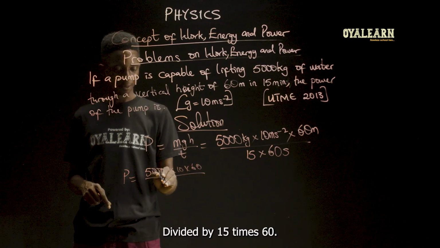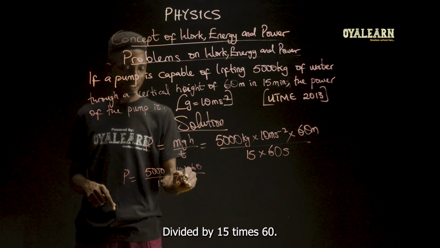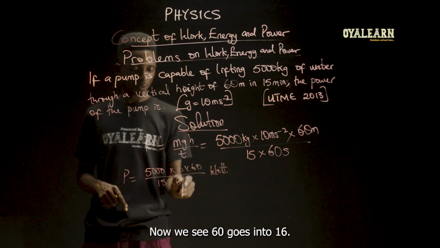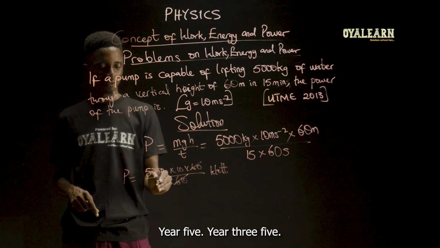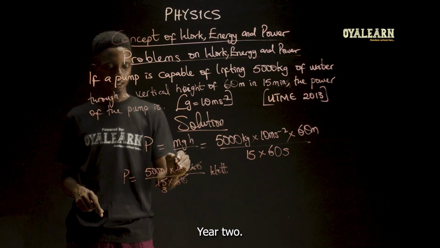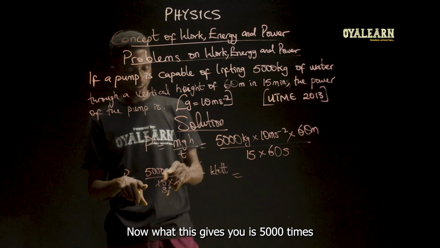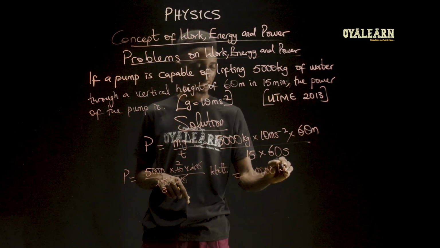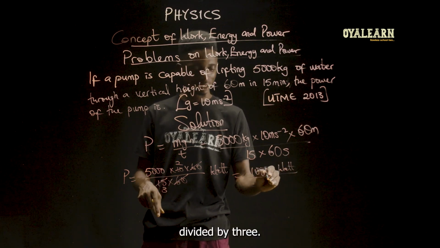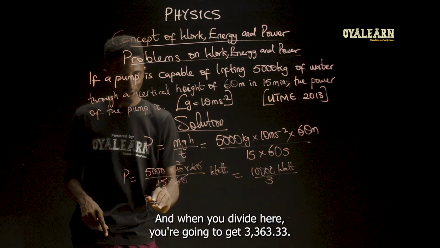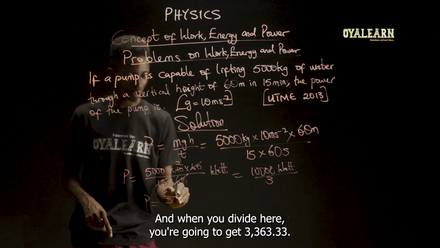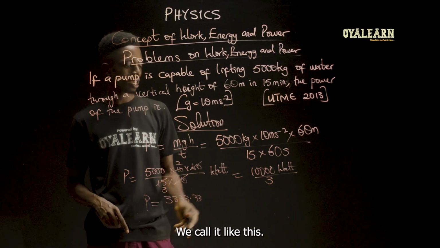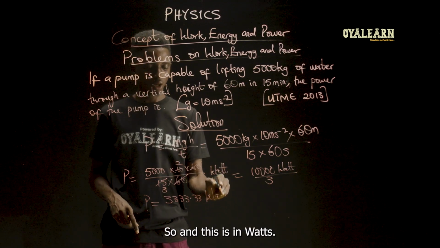All divided by 15 times 60. All of this in watts. Okay? Now we see 60 goes in 16 here, 5 here, 3, 5 here, 2. Now what this gives you is 5,000 times 2, that's 10,000 watts divided by 3. And when you divide here, you're going to get 3,333.33 recurring like this. So, and this is in watts.